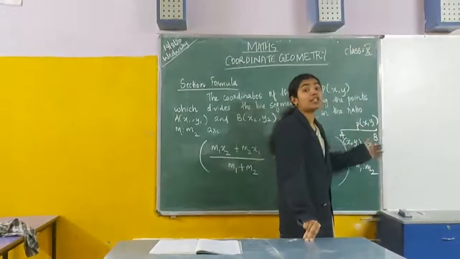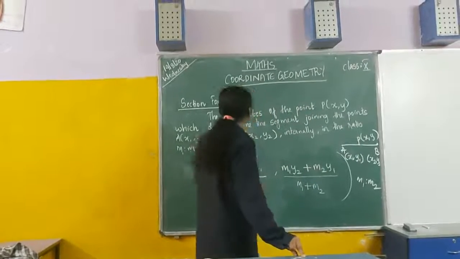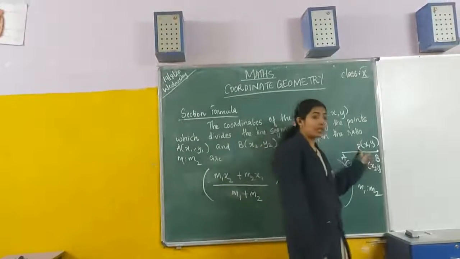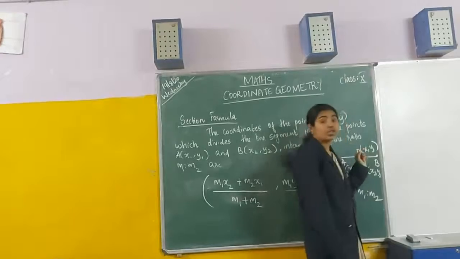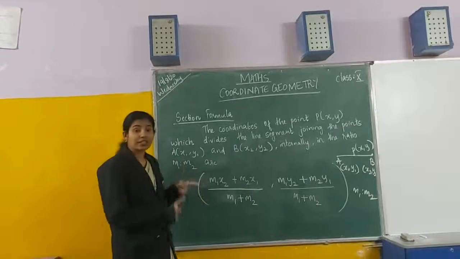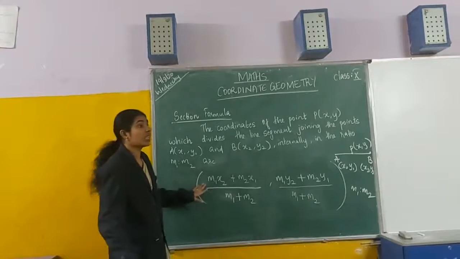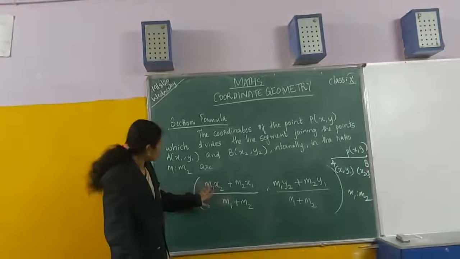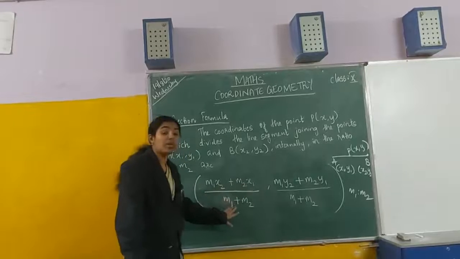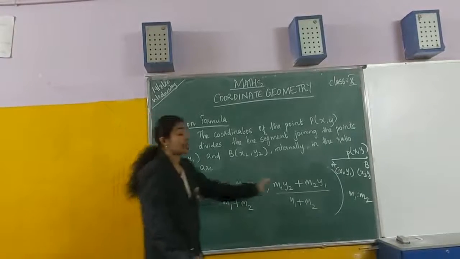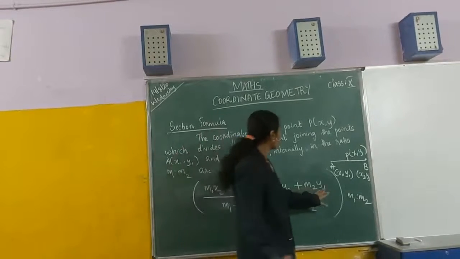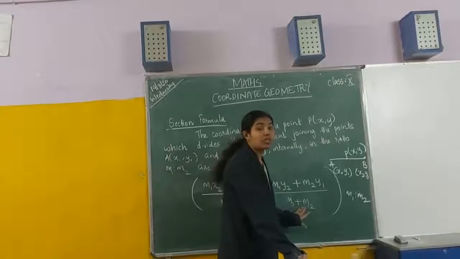Then how to find the coordinates of P? For that we use the section formula. So what will be the coordinates of P? The x coordinate is m1 x2 plus m2 x1 divided by m1 plus m2. The y coordinate is m1 y2 plus m2 y1 divided by m1 plus m2.